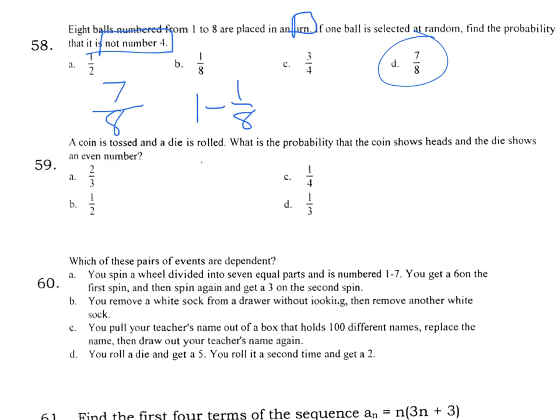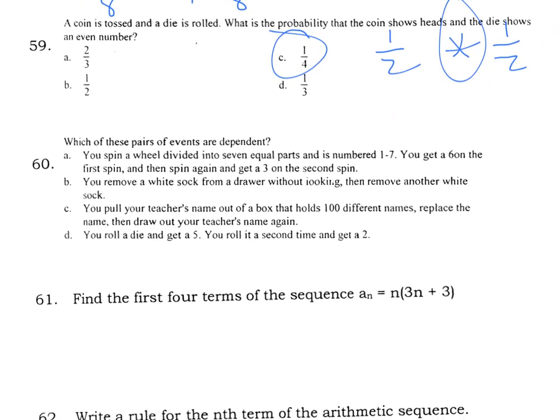59, a coin is tossed and a die is rolled. What is the probability that the coin shows heads? Well, that's 1 out of 2. And multiply. The die shows an even number. Well, last time I checked, on a die, exactly half the numbers are even, so a half times a half gets me a 4th. Remember, and is often code word for multiplying.